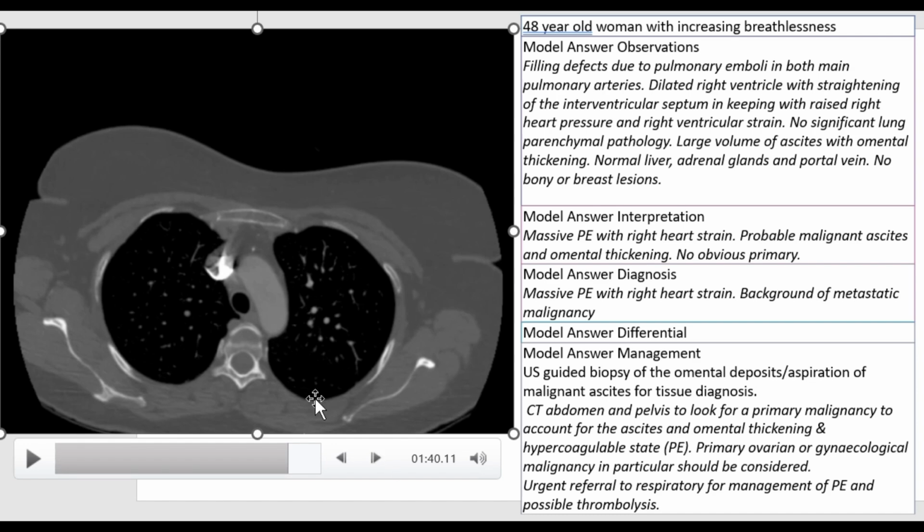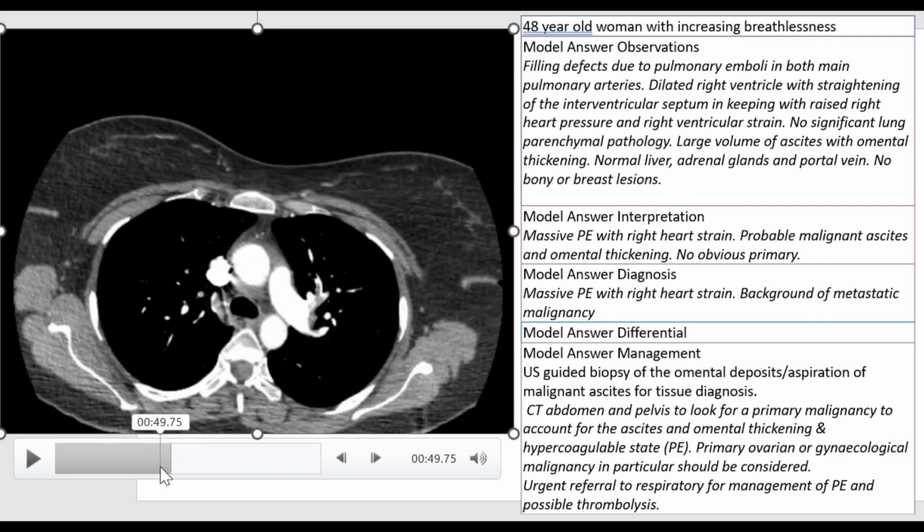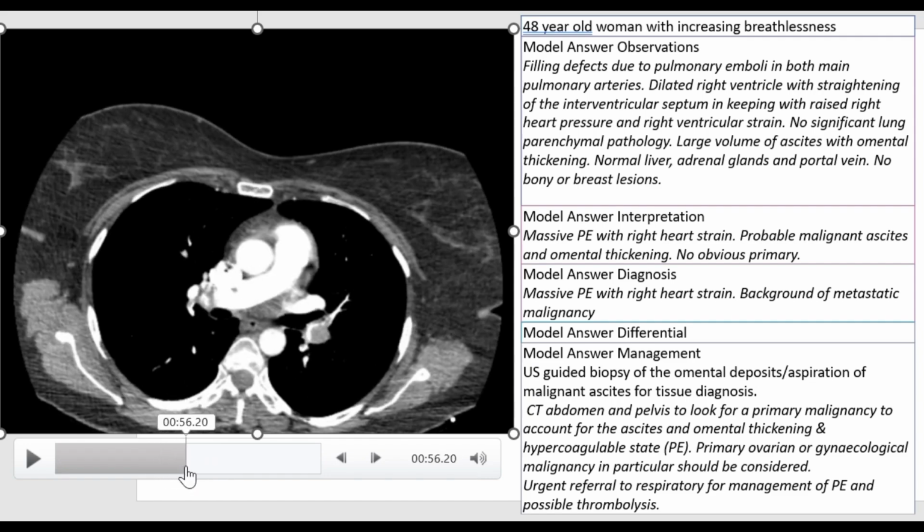This patient also needs to be referred urgently to the respiratory clinic for starting treatment of the pulmonary emboli, probably by thrombolytic therapy. So he needs urgent referral to chest clinic for starting the thrombolytic therapy.